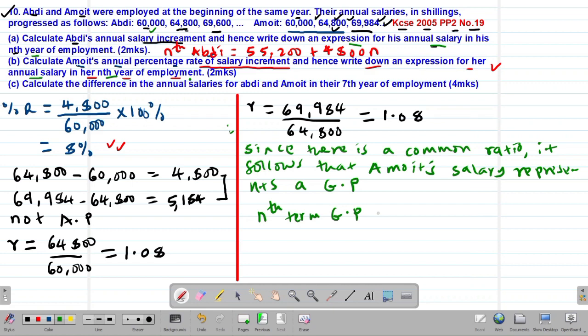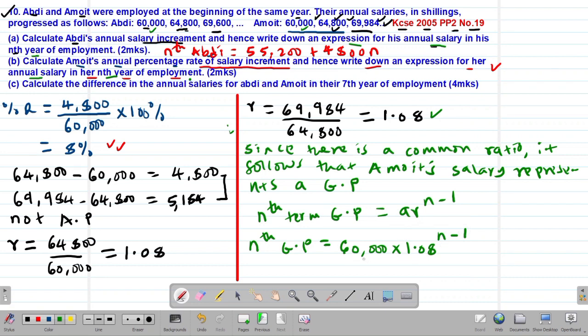Now we know that the nth term of any given GP is given by the formula ar^(n-1). Therefore, the nth term of this particular GP will be given by the first term, which for Amoit was 60,000. Then we multiply with the common ratio, which is 1.08, to the power of n minus 1. This is equation 4.